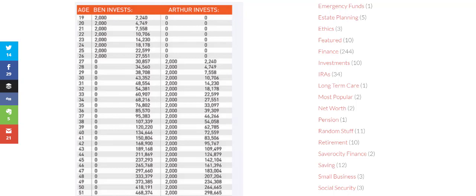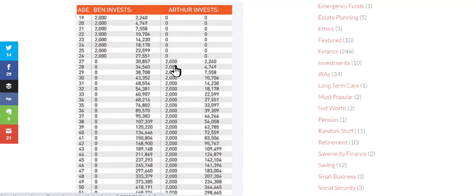Occasionally I listen to a financial guy named Dave Ramsey, and this is an illustration that he has created to help you understand the power of compound interest. This he calls the story of Ben and Arthur. What you see here is Ben investing, and he starts at age 19, and he invests $2,000 per year every year until he's 26 years old.